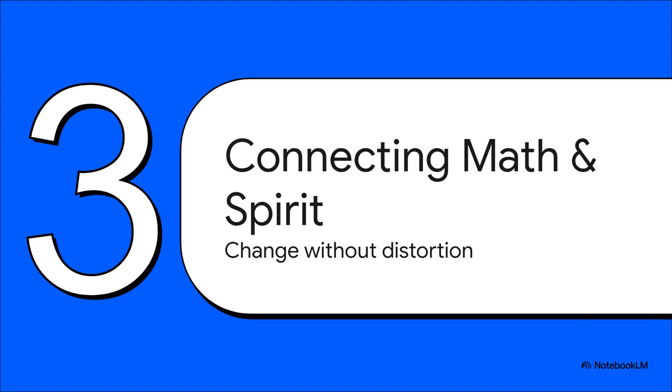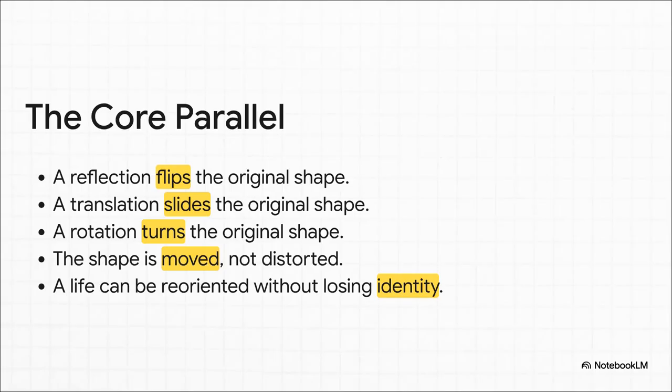So let's dig into that connection a little deeper. The entire metaphor, the whole thing, really hinges on this one powerful idea, the concept of change without distortion. So the lesson keeps reminding us that whether it's a flip, a slide, or a turn, the original shape is always preserved. It's just moved, not messed up or distorted. And then the source takes that exact same principle and applies it to a person's life, suggesting that you can be totally reoriented toward a new purpose without losing the fundamental stuff that makes you, you.